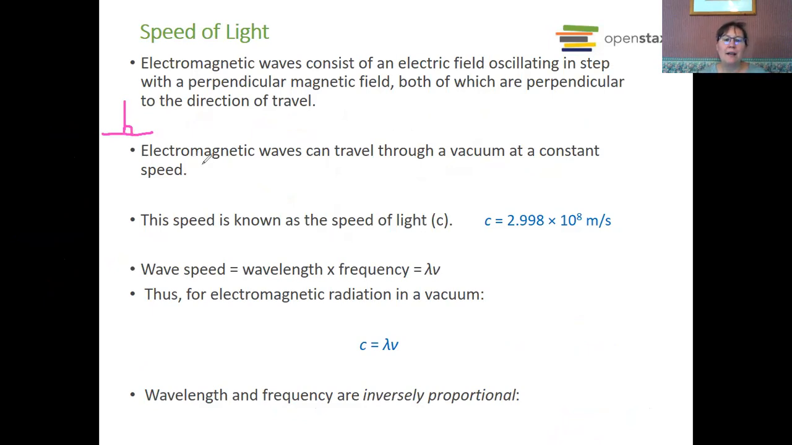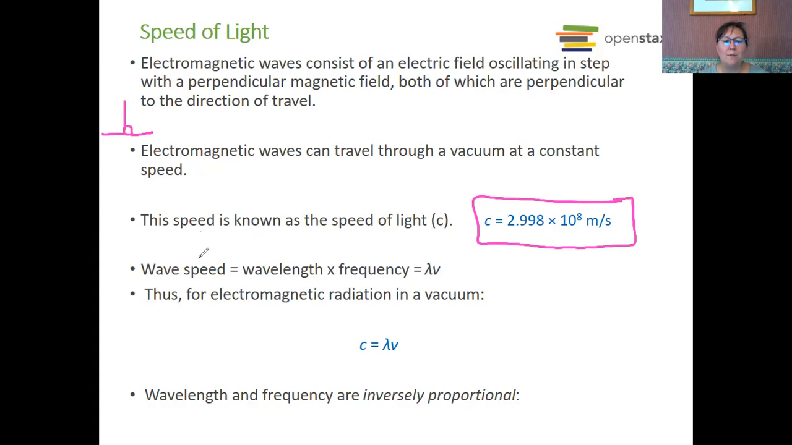All right. So electromagnetic waves can travel through a vacuum at a constant speed. And we're only going to be looking at these scenarios because once you start taking it out of a vacuum, things get a little funny. This speed is known as the speed of light. And you have 2.998 × 10⁸ meters per second.